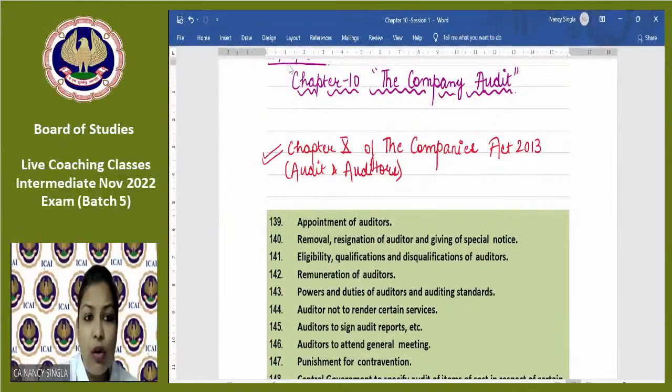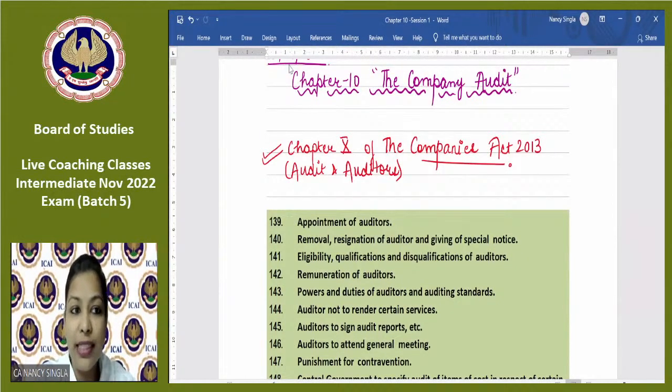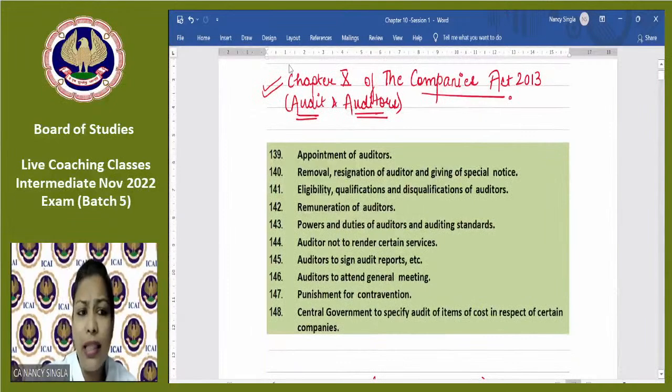chapter number 10 of the Companies Act. Now I'm referring to chapter number 10 of the Companies Act. Coincidentally, this chapter also comes at chapter number 10 in your module also. So the chapter number 10 of the Companies Act 2013, the name of which is what? Audit and Auditors. It has various sections that deal with various concepts related to audit. For example, section 139 is on appointment of auditors. Section 140 is with respect to removal, resignation of auditor and giving of special notice. Section 141, eligibility, qualification, disqualification of auditors.